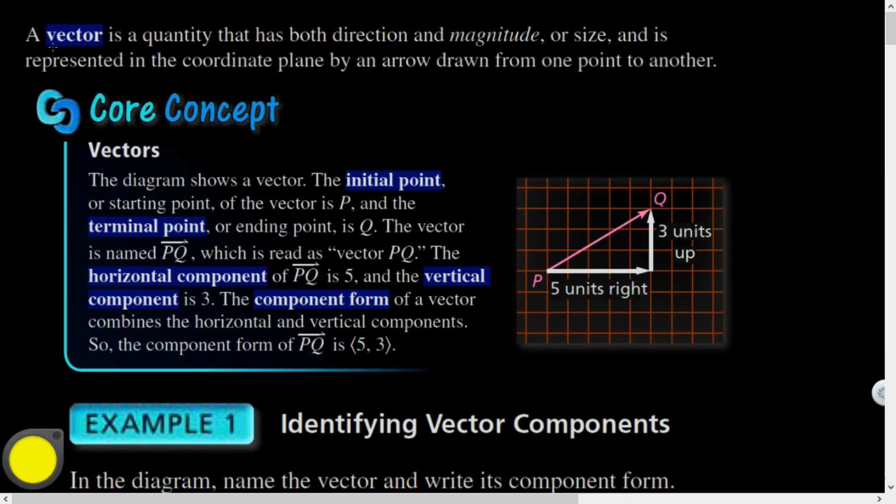Here's some vocabulary for you. A vector is a quantity that has both direction and magnitude, or size. Magnitude and size, right? So a vector, you perhaps have seen these if you've taken a physics class. And it's represented in the coordinate plane by an arrow drawn from one point to another.